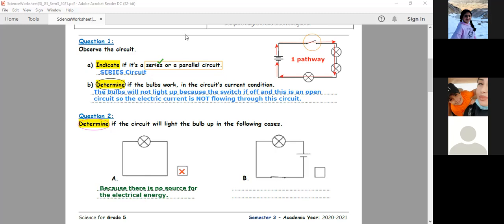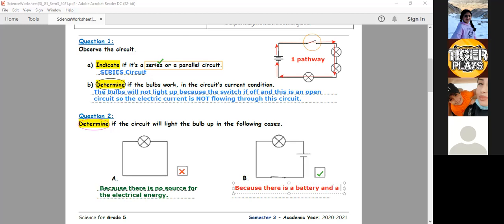Look at the second one. Will the light bulb light up? Yes, it will light. Because we have a battery, a source, and a switch. How is the switch? A closed switch.